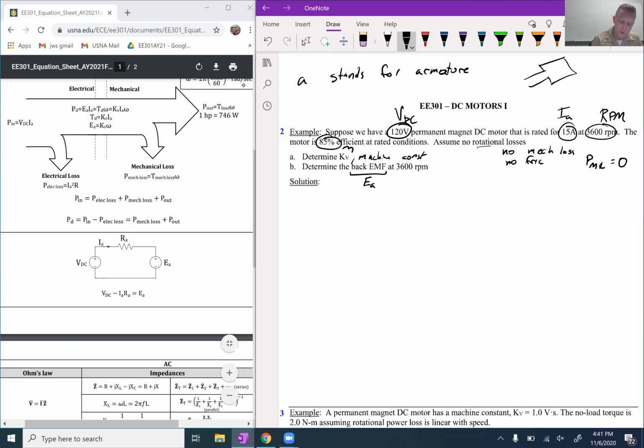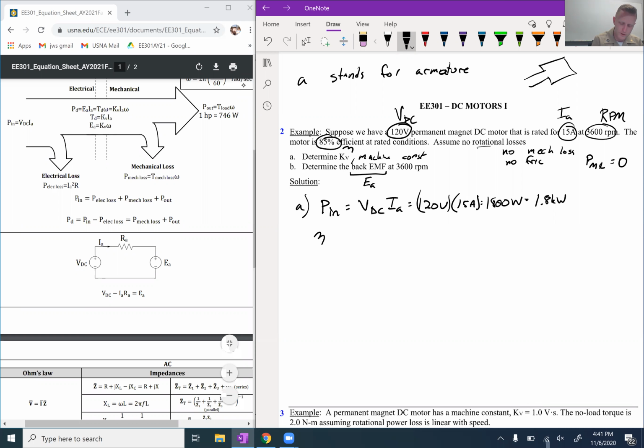Okay, so let's solve now what we know, what we need to find. We need to find KV. First step for me is I'm going to use the P in equals V DC IA. I know both of those, and I have an efficiency, and I'm going to use that to get to what I need to know. So I have V DC equals 120 volts. I A is 15 amps. And that together makes 1800 watts, which would be equal to 1.8 kilowatts.